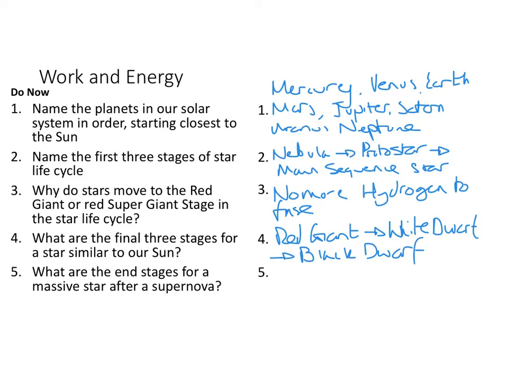What are the end stages for a massive star after a supernova? We're either going to have a neutron star, there's my T, or a black hole. What they become depends on their mass. A neutron star is a high mass star. A black hole is a super massive star.